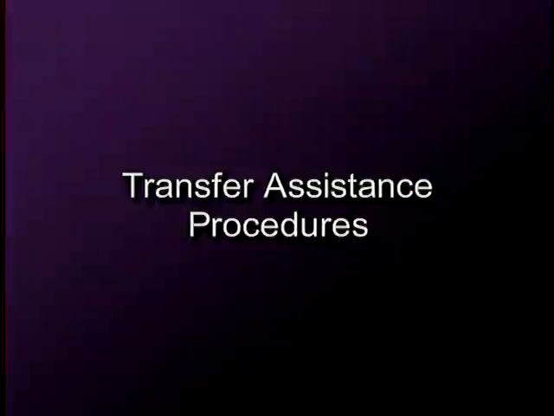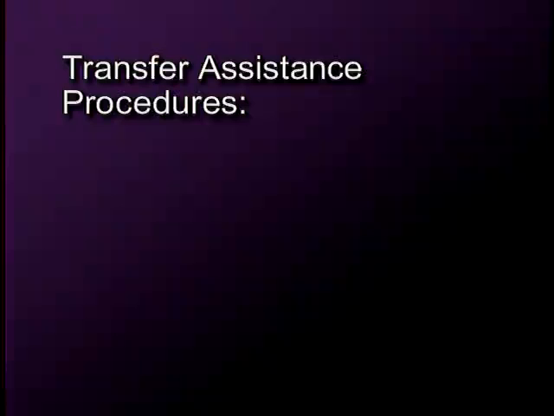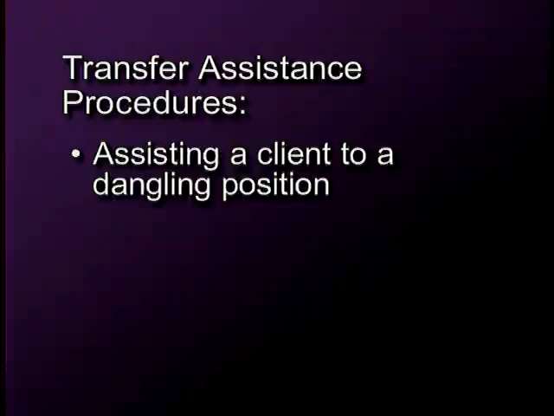There are several transfer assistance procedures you should become familiar with. It isn't possible to cover them properly in this video, but you'll need to review them to pass the test associated with this section of the CCA program. These procedures are fully detailed in the CCA companion text. It's important to note that each procedure begins by explaining to the client what you will do and washing your hands. Procedure 1 is assisting a client to a dangling position.